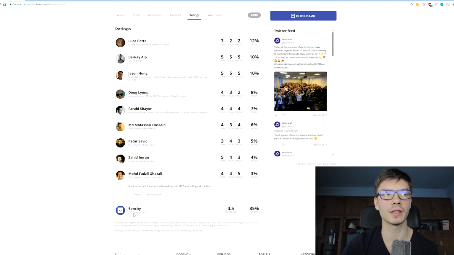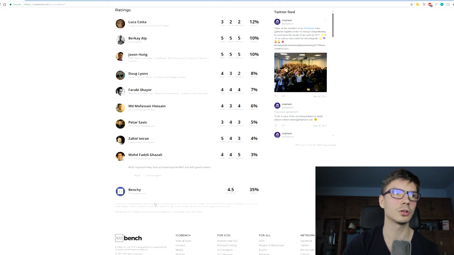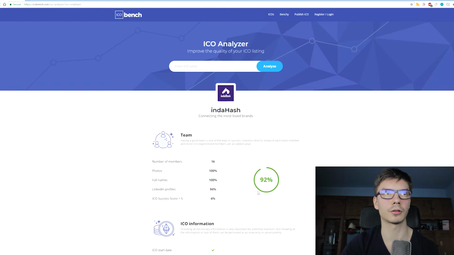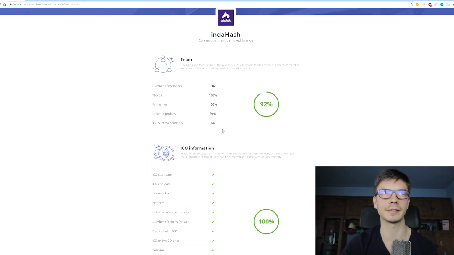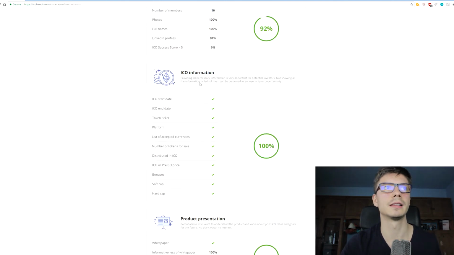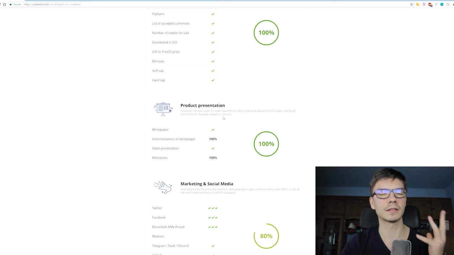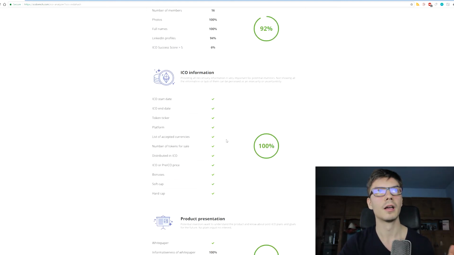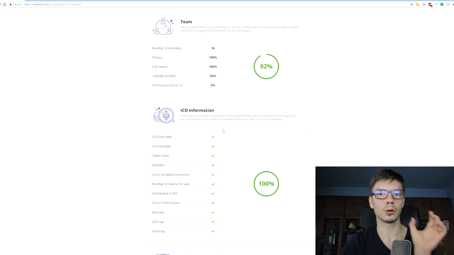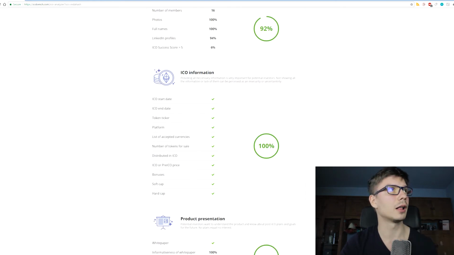And then there's the Benchy ICO analyzer bot, which only looks at the actual raw data which is available for the ICO. So for instance, in this place, the team: how many members there are, how many photos, how many full names, how many LinkedIn profiles, the ICO information, start date, end date, platform, bonuses. So how much information is available. It does not actually analyze the information itself, only the availability of the information. And this is why I mean that this is misleading, because the whole score is weighted very, very well only on this one.